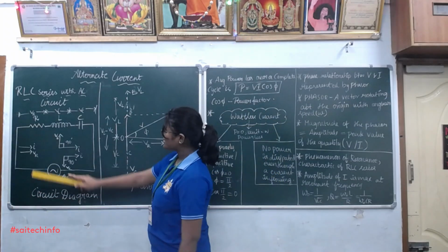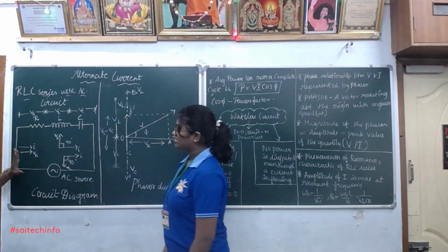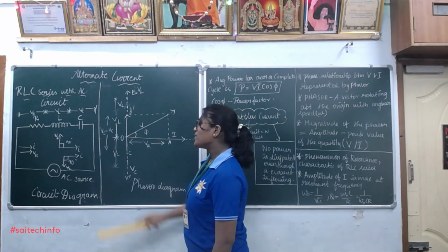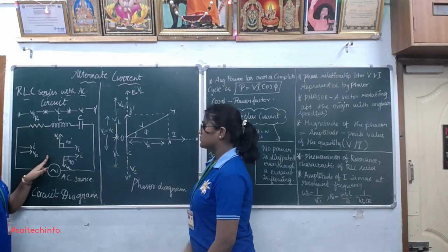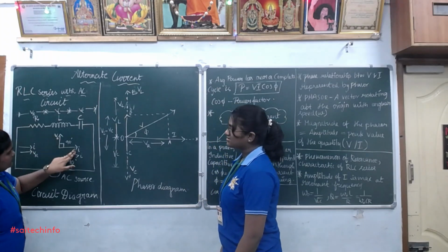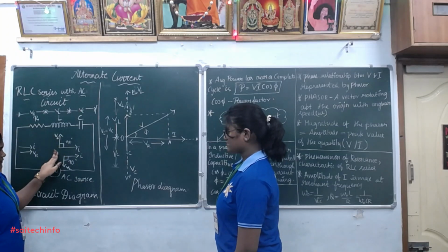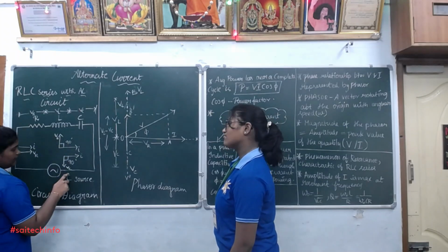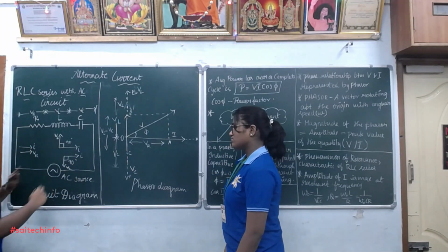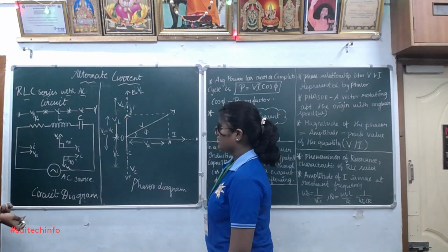What are the directions of I and V? It only represents the direction. Both are going in the same direction. Voltage across an inductor leads the current by 90 degrees, so we are representing it like this. Voltage across a capacitor lags behind the current by 90 degrees, so we are representing it as pi by 2.